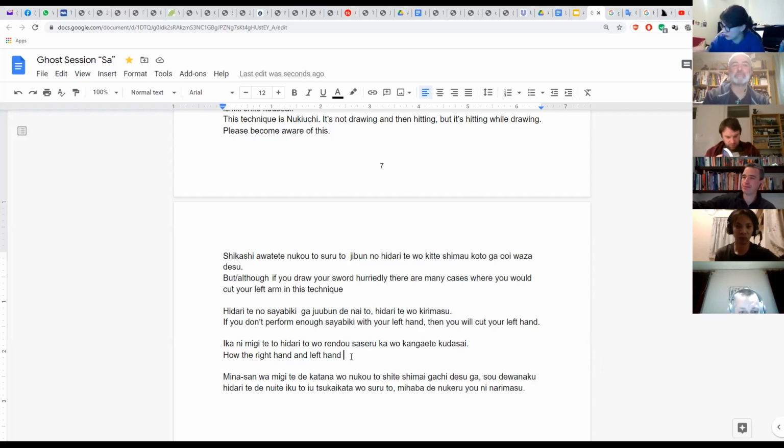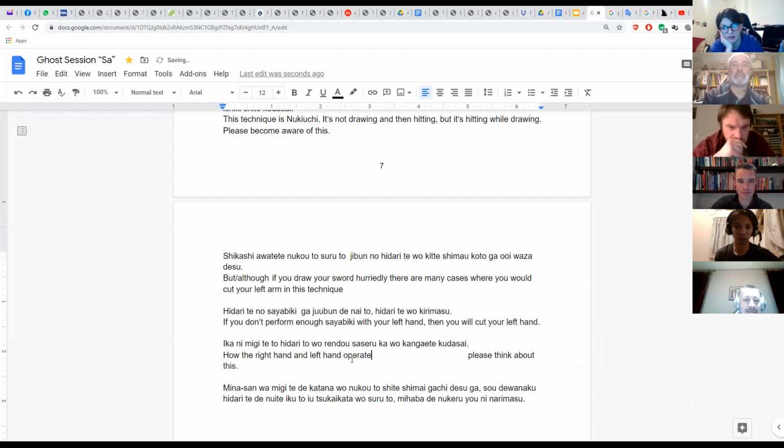And there's kudasai. So the last part is, I think, please. Yep, good. So please think about this. So how the right hand and the left hand operate together. Please think about this. So please think about how the right hand and left hand operate together would be nice. Exactly. Yes, they cooperate.